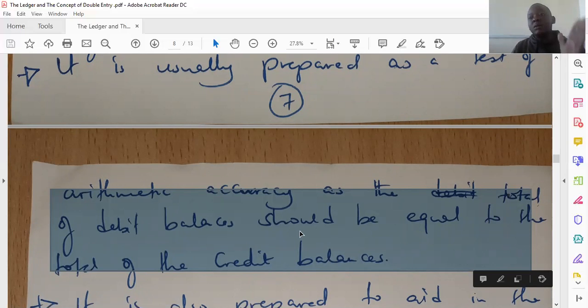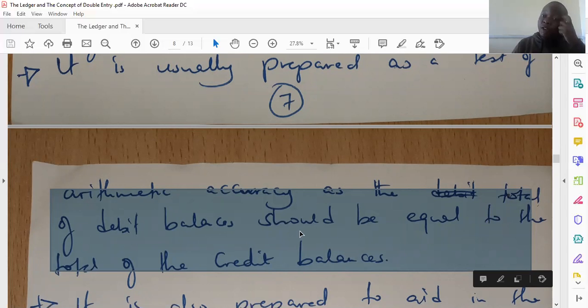On the credit side, we have the credit balances. On the debit side, we have the debit balances that have been extracted from the ledger accounts. That is in the trial balance now. So we shall have an example to illustrate all this. A trial balance is usually prepared as a test of arithmetic accuracy.